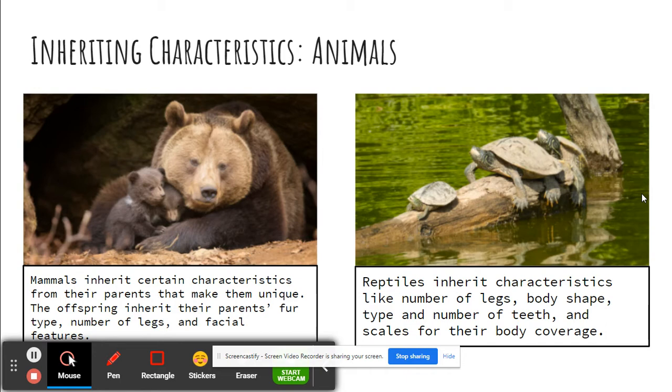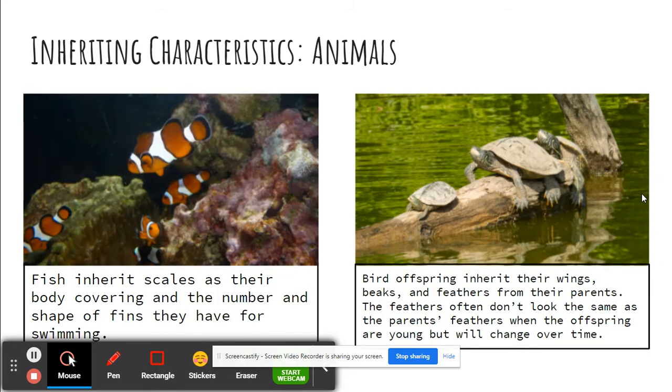Inheriting characteristics: animals. Mammals inherit certain characteristics from their parents that make them unique. The offspring inherit their parents' fur type, number of legs, and facial features. Reptiles inherit characteristics like the number of legs, body shape, type and number of teeth, and scales for their body coverage.